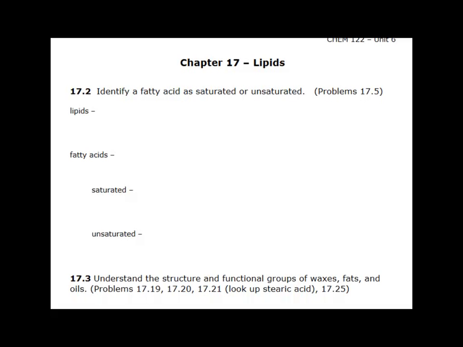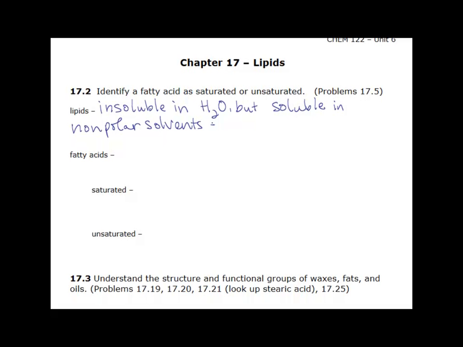So, lipids are insoluble in water. If you think of when you're making gravy or you're cleaning up something that's really fatty, it just does not mix with water. These are soluble in nonpolar solvents. The reason they're insoluble in water is because they have a lot of carbon atoms. So just a ton of carbon atoms.